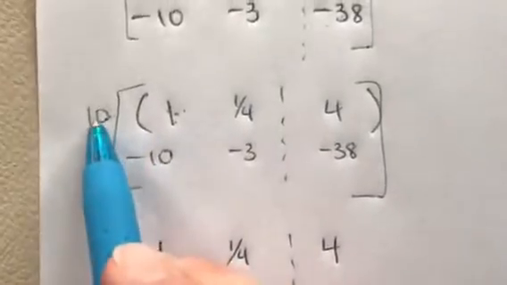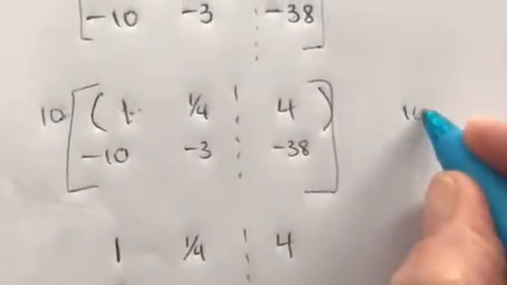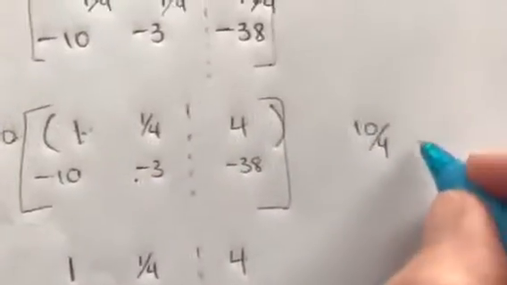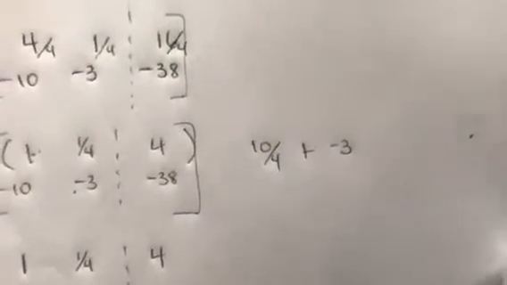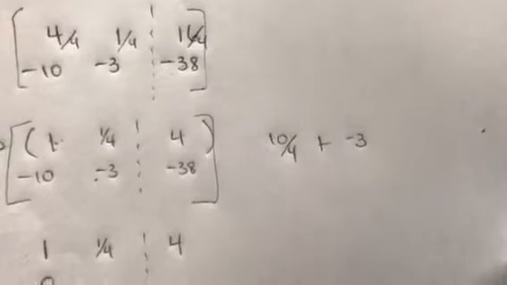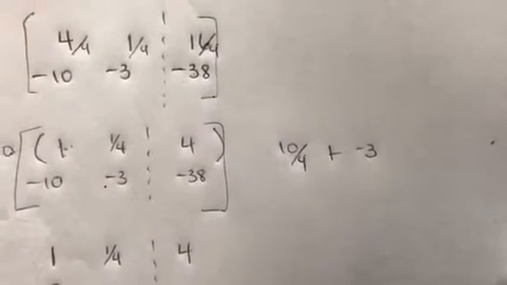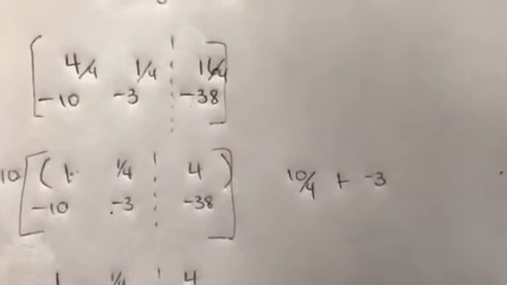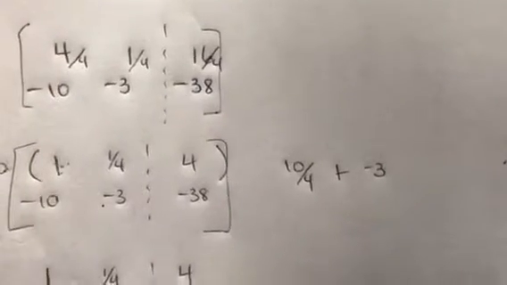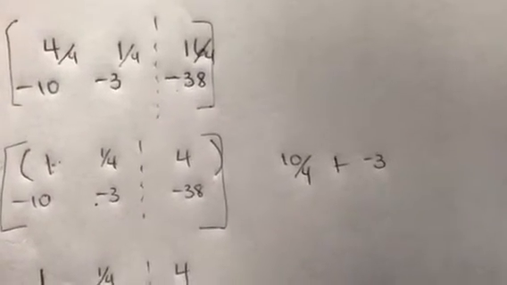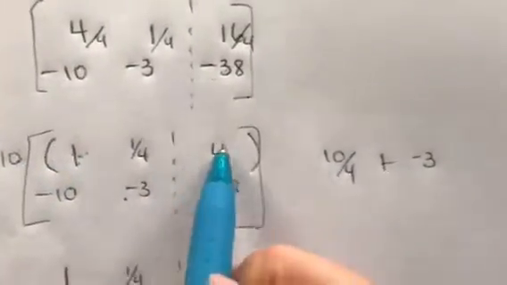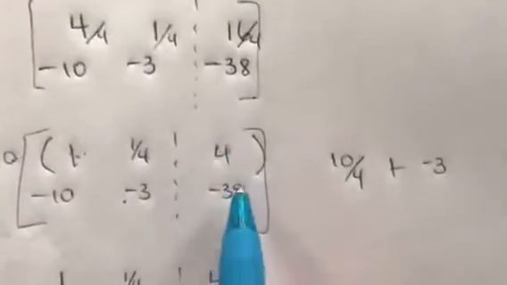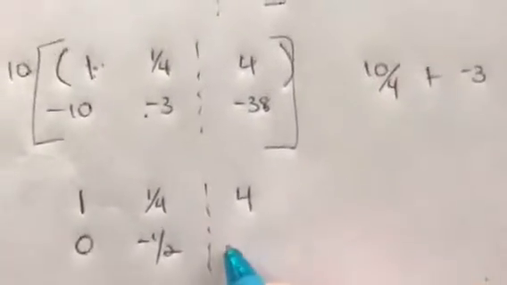Okay. Now 10 times 1/4 is 10/4 plus a negative 3. Now, I'm just telling you, use your calculator, and get a calculator that does fractions if you don't have one. So that would be 10/4, and I'm hitting it in my calculator for you, minus 3. Okay, so that gives me negative 1/2. Now mentally, this gives me 40 plus a negative 38, which gives me 2.